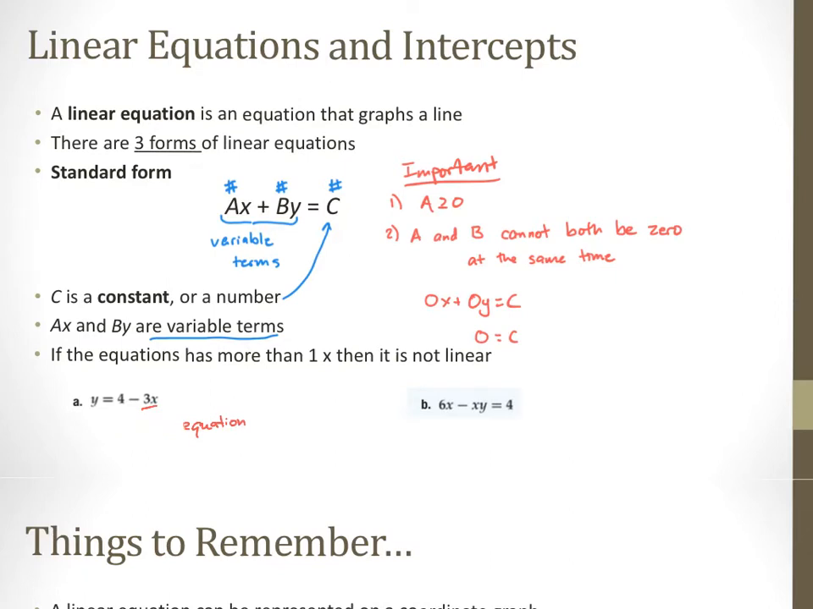Now, the way we do that is by getting it set up exactly as you see up here in standard form. So that means Ax has to go up front. So I'm going to add 3x to both sides. And now I have 3x + y = 4. Now this equation is written in standard form and it is linear. However, the second one over here, if you look over here at B, you notice that x is there and x is there. There are two x's in this equation, therefore it is not linear.